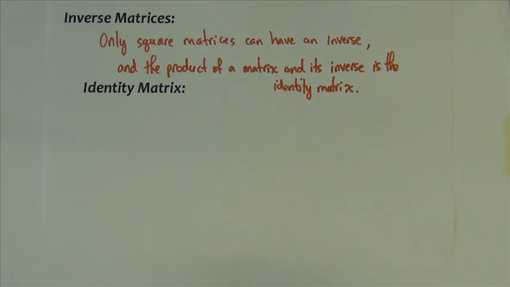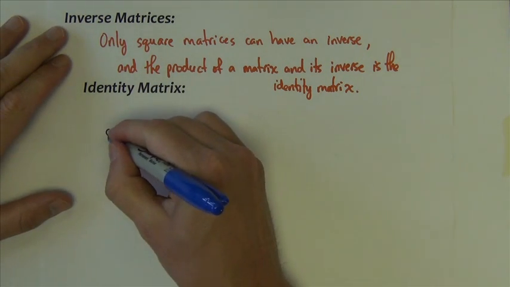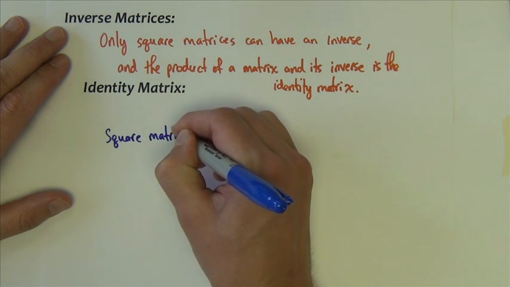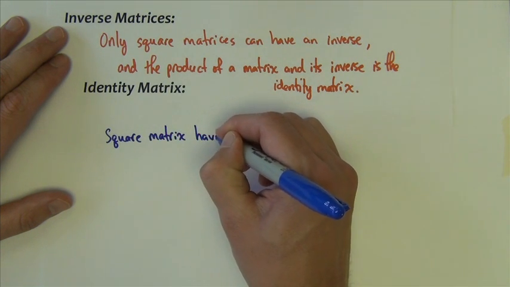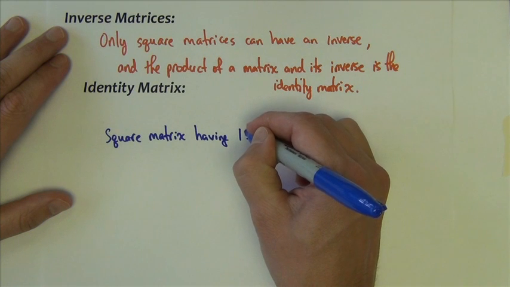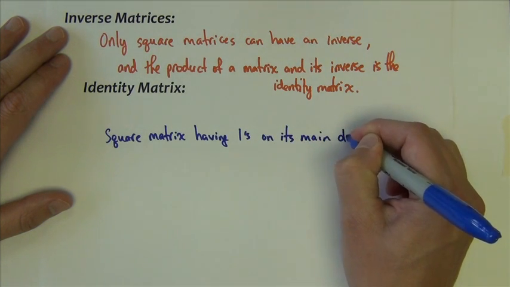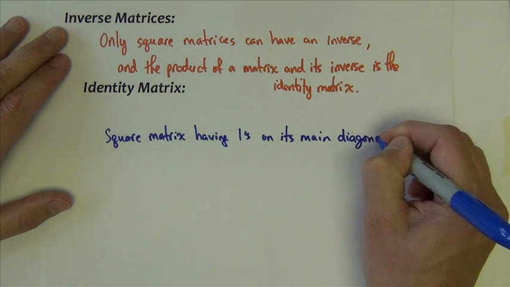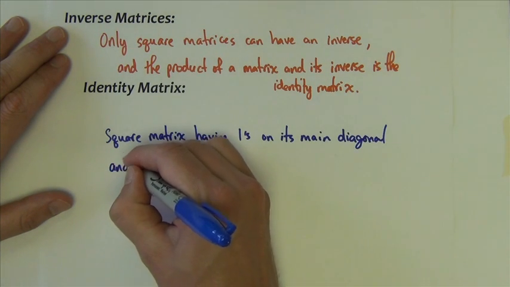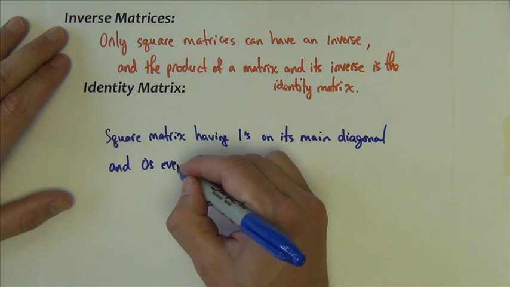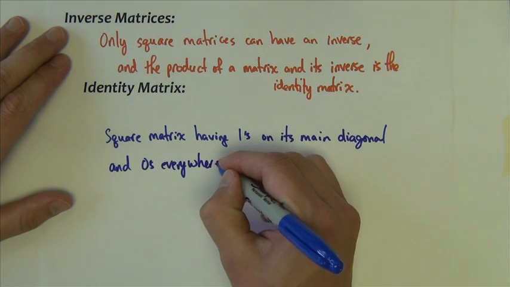Okay, so what's the identity matrix? Well, that's the next one to define. The identity matrix is a square matrix having ones on its main diagonal and zeros everywhere else.